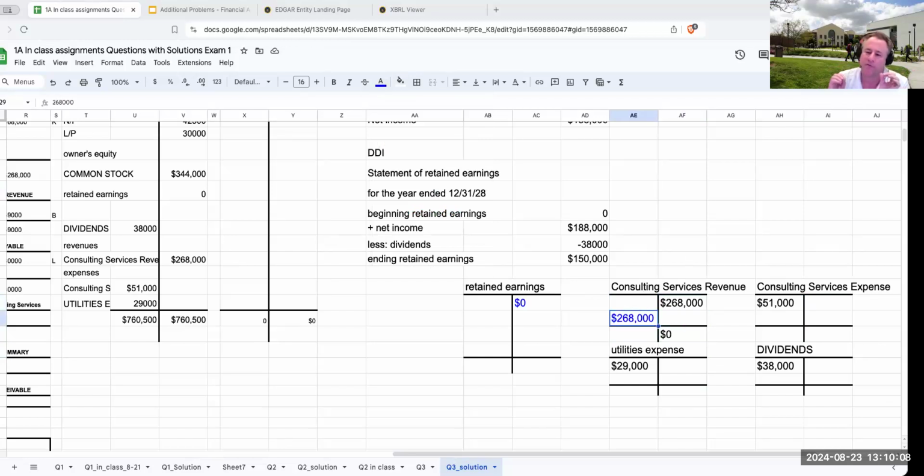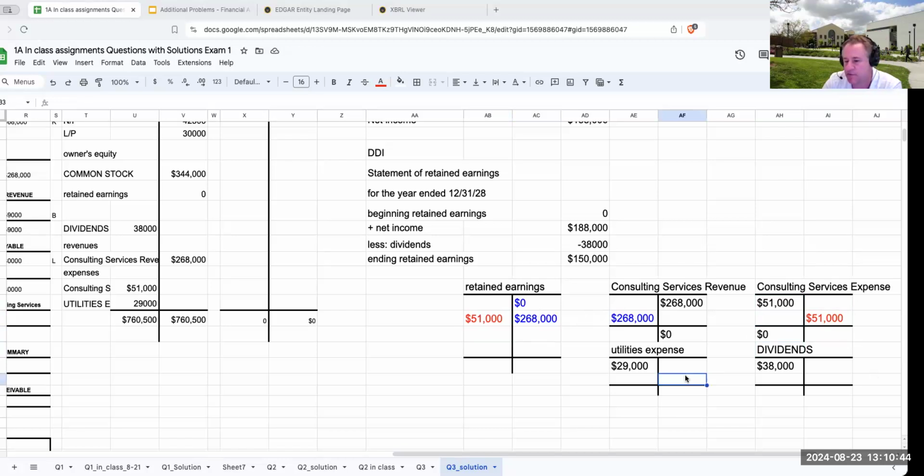However, for every debit, I need a credit. So I'm going to go ahead and credit retained earnings. So revenues, expenses, and dividends are going to get closed out to retained earnings. Consulting services expense: what do I need to do to make this one go to zero? Well, it has a $51,000 debit balance. I need a $51,000 credit balance. For every credit, I need a debit. Over here, I'm going to debit retained earnings for 51,000.